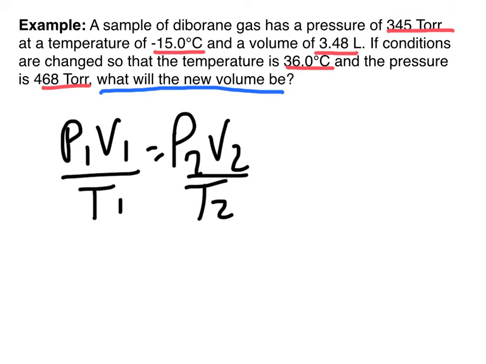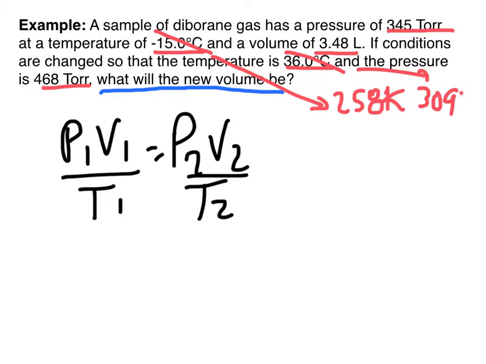So let's solve these for Kelvin. Negative 15 degrees Celsius, I can't have that. That instead is, I'll write a little arrow over here, 258 Kelvin. What about 36 degrees? That becomes 309 Kelvin. Now, nothing's held constant, so I'm going to have to plug in all of these things. So let's plug in our values, and we'll see how we do.